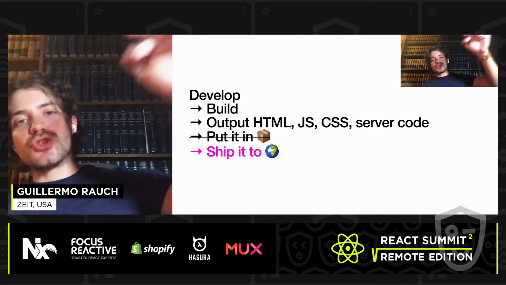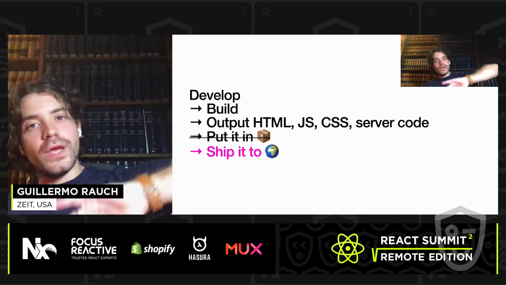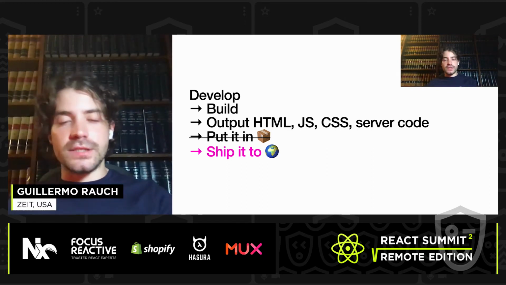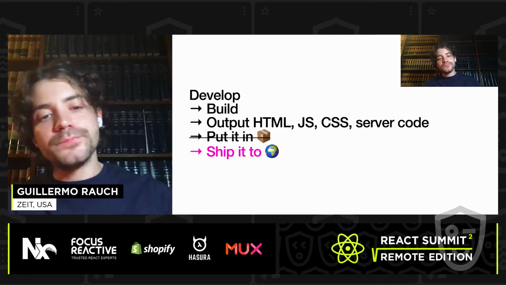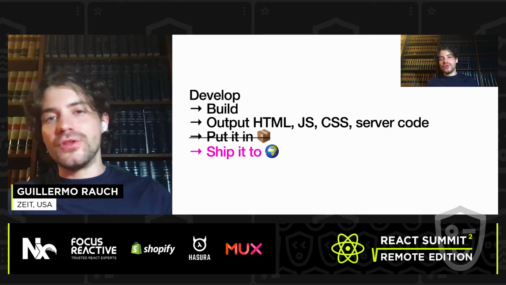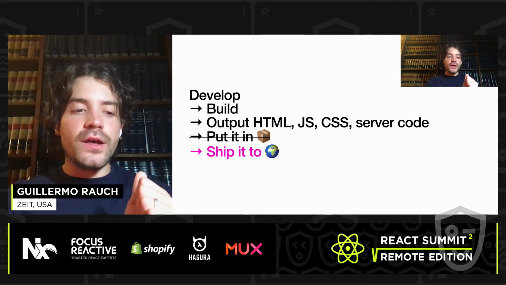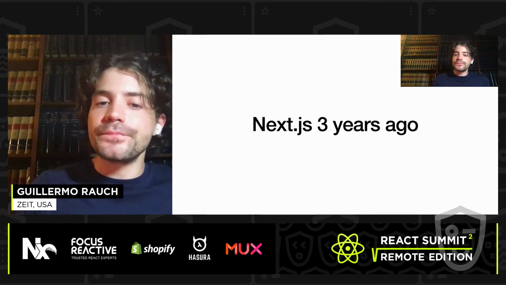Interestingly enough, the construction largely remains the same, right? So we develop, we build, we output HTML and CSS and JS and some server code that we can talk about how we can model in this world. And then we ship it, but not to SF, we ship it to the world. And this is where shipping React apps to the edge becomes really, really interesting.